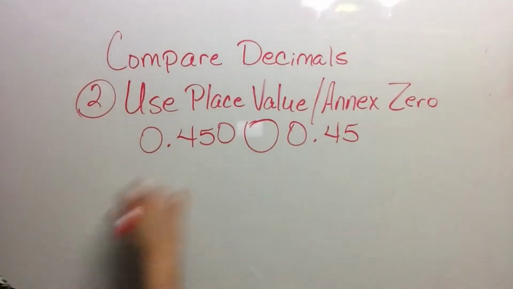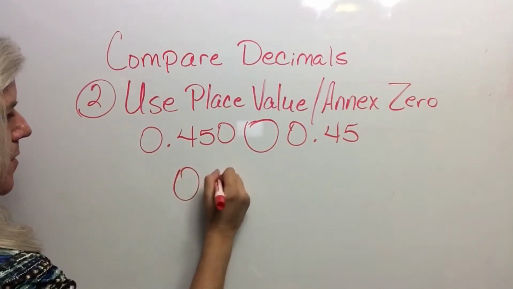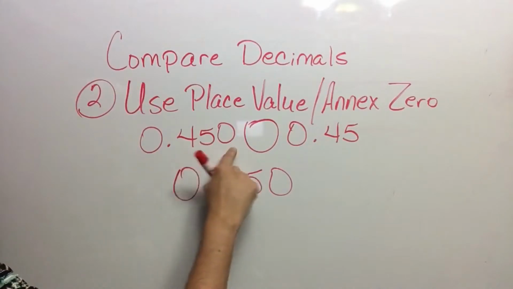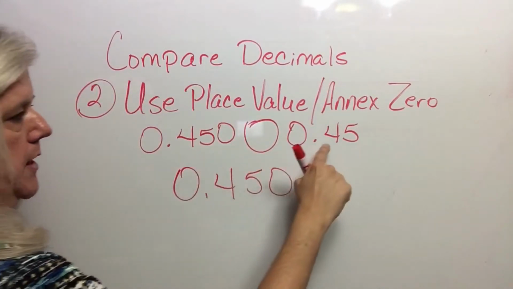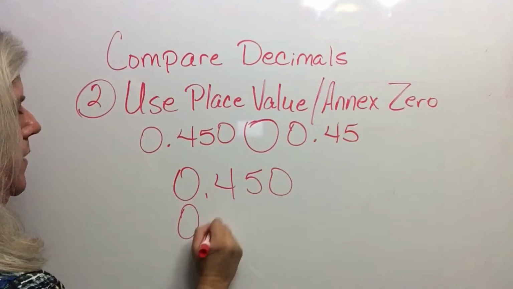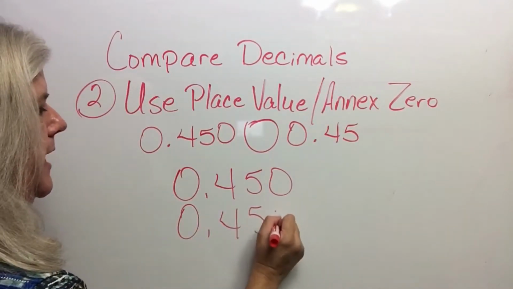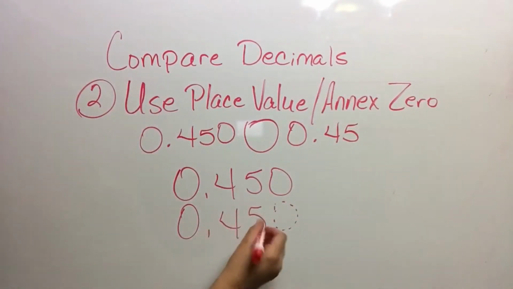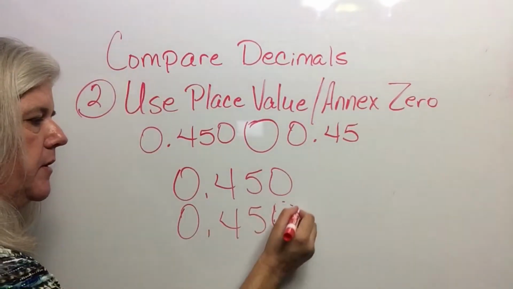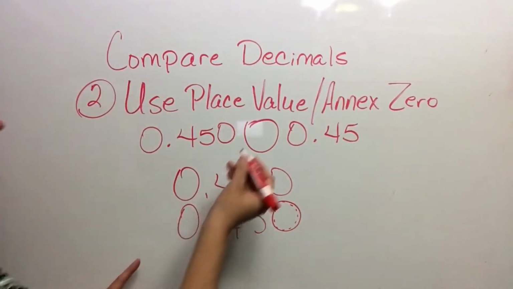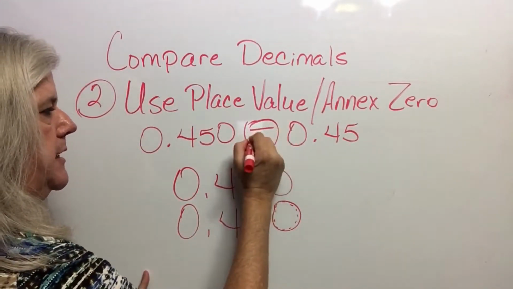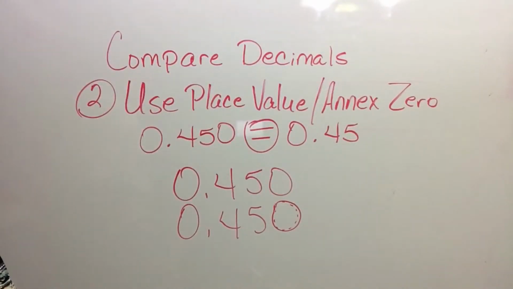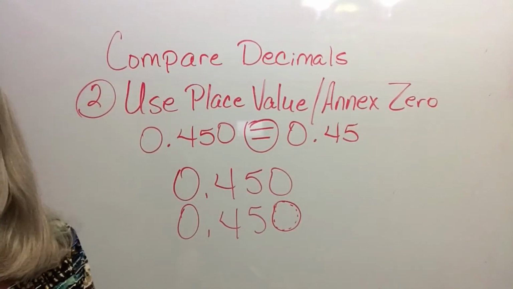Now, remember we said that when we were lining everything up, we want everything to be nice and lined up. So if you see, this has 3 numbers past the decimal, and this only has 2. So when I'm lining it up, I'm going to annex a 0. Now, you don't have to do dot to dot. I just want you to see that I'm putting that in here. And then we can see that these two numbers are actually equal in value. So it's very important to annex zeros when I'm comparing decimals.